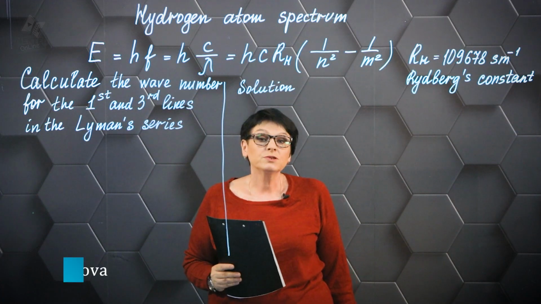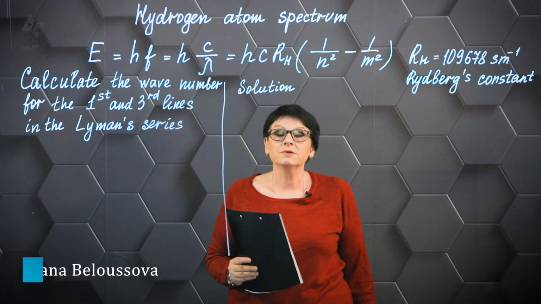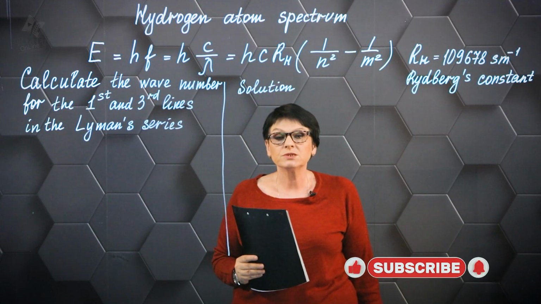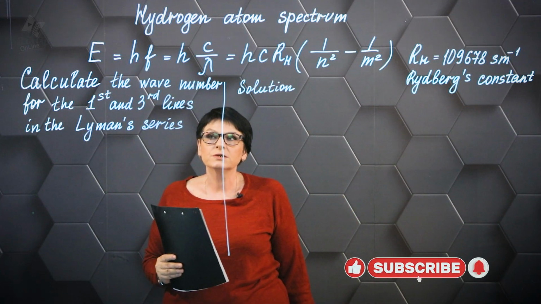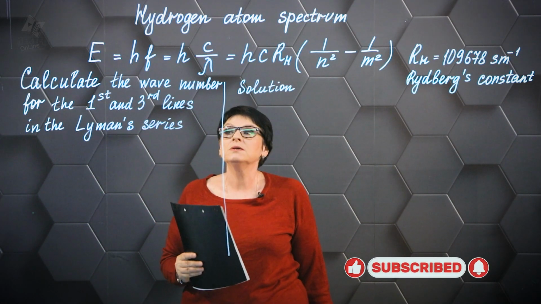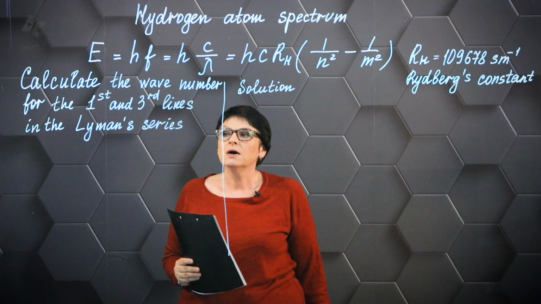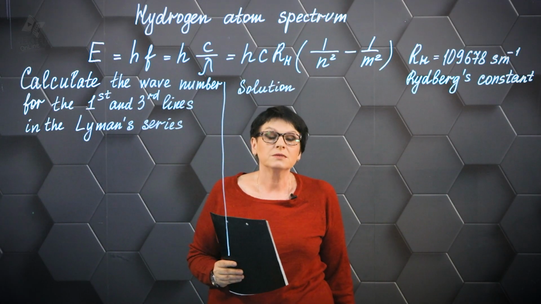Hello, today we will solve a problem related to the hydrogen atom, its emission spectrum. The condition of the task is as follows. It is necessary to calculate the wave number for the first and third lines, which are observed in the Lyman series for this element, hydrogen.